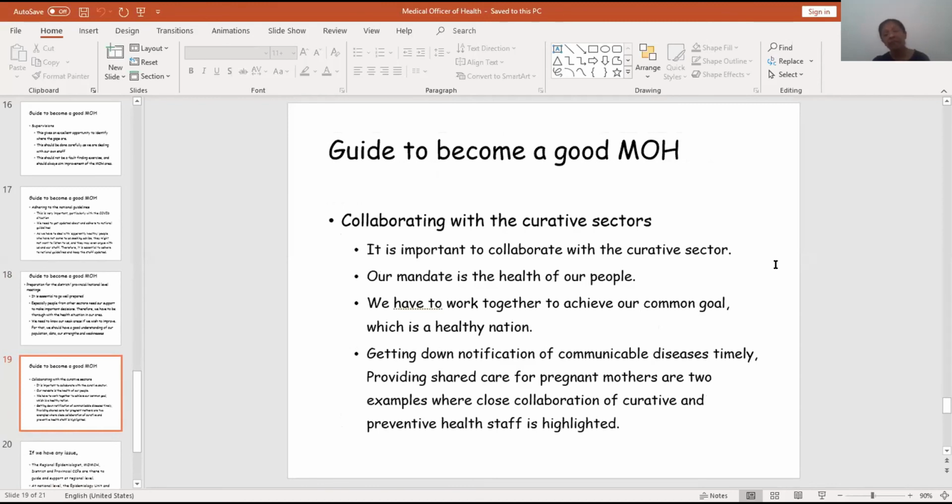Then, collaborating with the curatives. We have to work with the curative sector as well, especially these days with the COVID outbreak. Our mandate is the health of our people. We have to work together to achieve our common goal, which is a healthy nation. Then there are notifications of communicable diseases, and we are providing shared care for pregnant mothers. Those are examples where we have to work with the curative sector.